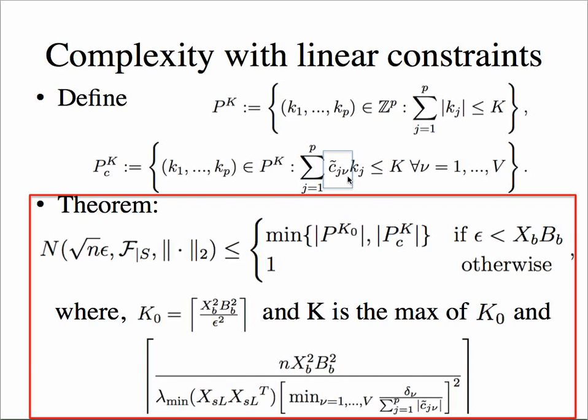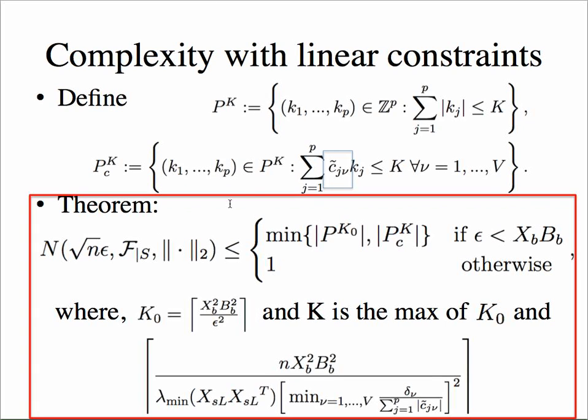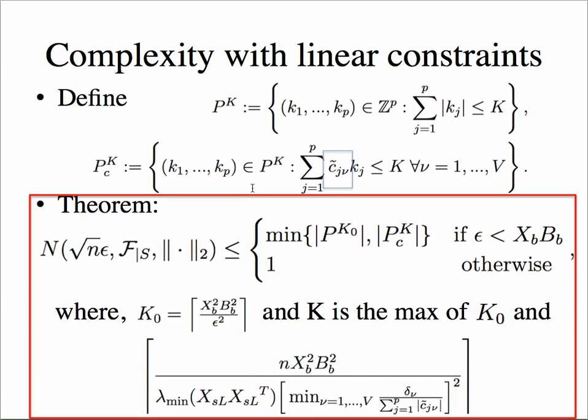C tilde j nu are related to c j nu in the sense that they are scale values. I'm not showing the scaling constant here, but these get determined once we specify our function class. So given these two definitions of the polytopes, we can state our theorem.